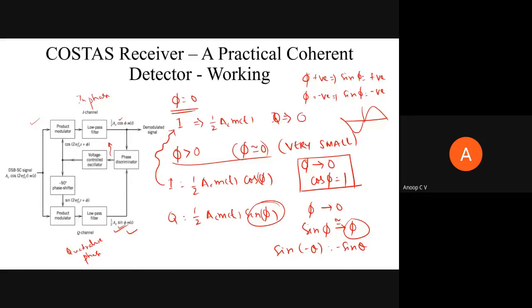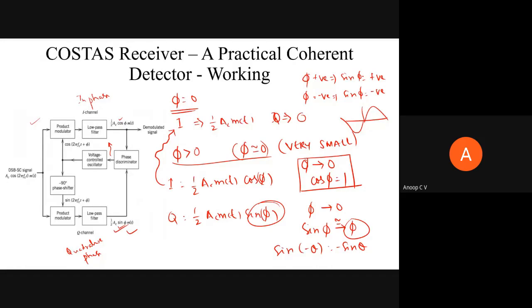right? Is it clear? Maybe I didn't explain anything in detail about the voltage controlled oscillator. Why? Because the voltage controlled oscillator is a part of our second module. There we'll study that in detail, what the VCO and the PLL are, all those aspects. So now, are you able to appreciate whatever discussions we have done?